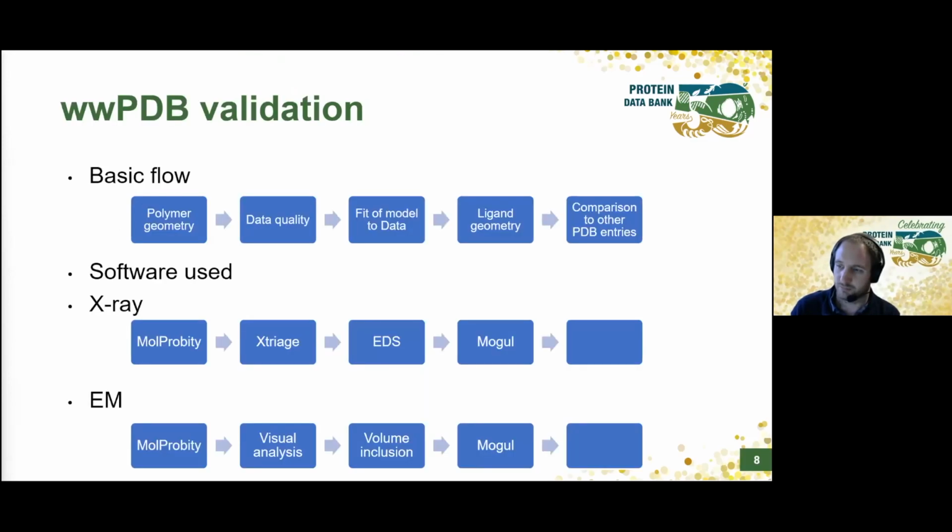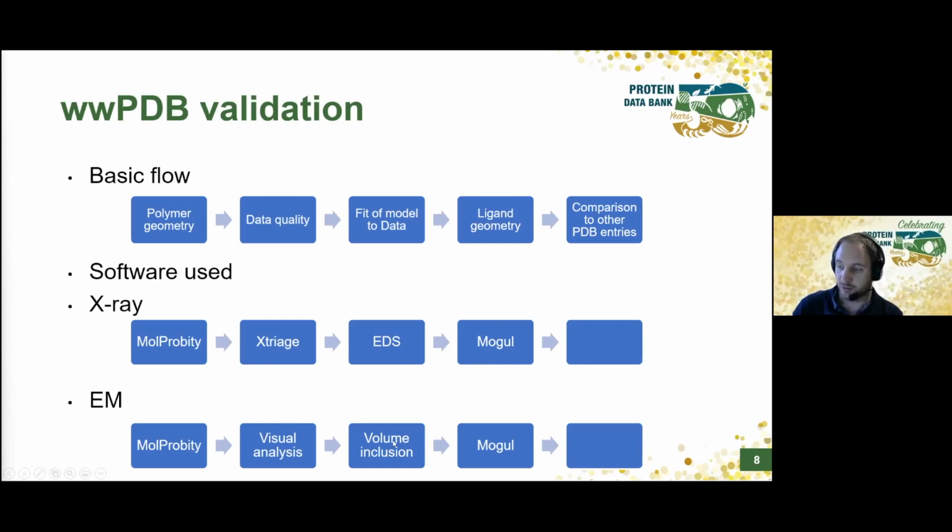How do we do this then? We have a series of steps that we run for the different methods. Simply, we analyze polymer geometry, we analyze data quality, we look at the fit of the model to the data, we look at ligand geometry, and we compare structures to other PDB entries so you can see how good an entry is compared to other structures. The software that we use varies depending on each method. In all cases, we use MolProbity for analyzing the polymer geometry. For X-ray, we use XTriage and EDS for analyzing the data, and then Mogul for ligand geometry. And this Mogul step, again, is common to all methodologies.